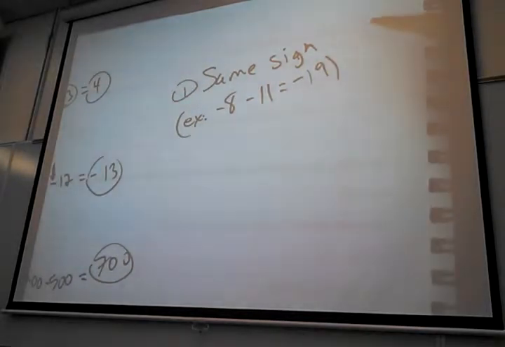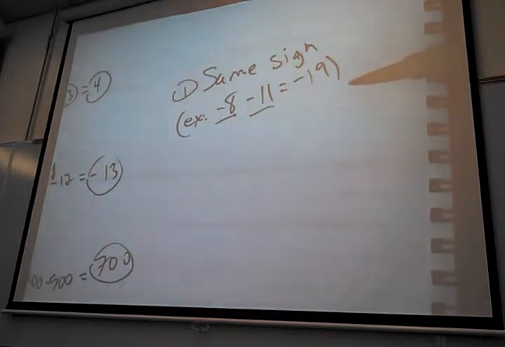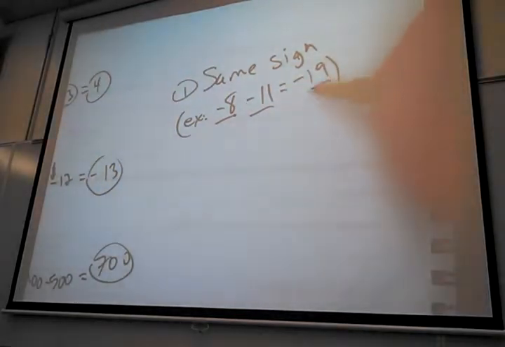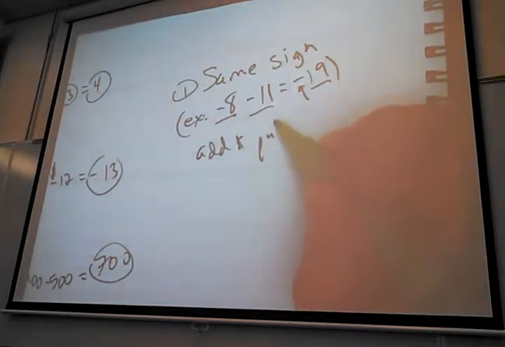And the reason why is, if I'm down 8, and I go down 11 more, I'm down 19. It's negative still, right? Because I went down even more. That's the idea. So if they're the same sign, you add them, and then you put the sign back on. So add and put sign back on.